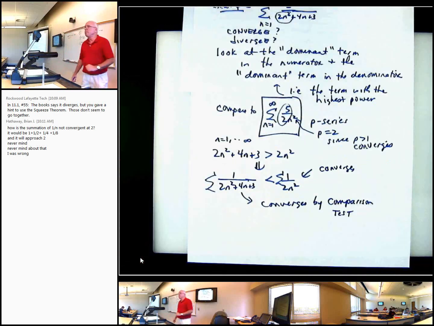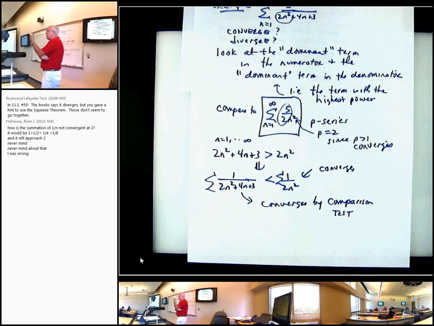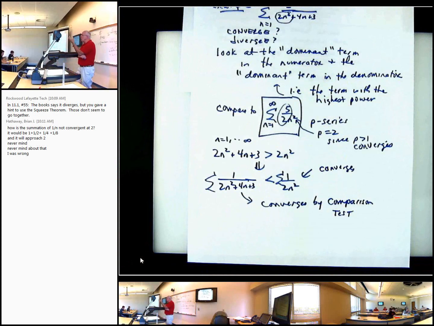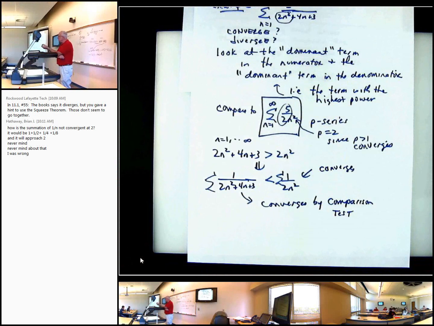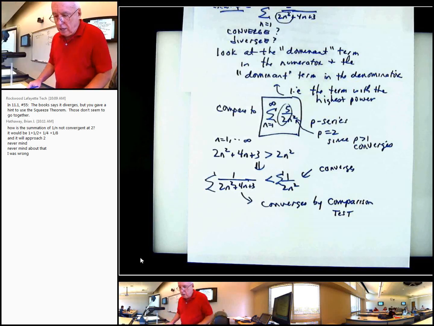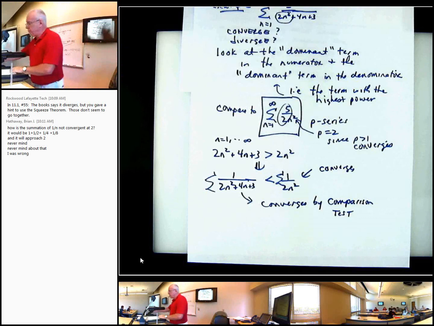Okay? So do we have an idea then of how this particular example works? Look at those dominant terms. Hopefully you can identify whether it's a convergent or a divergent series, and then do your comparison from there. All right, let's look at some more here.